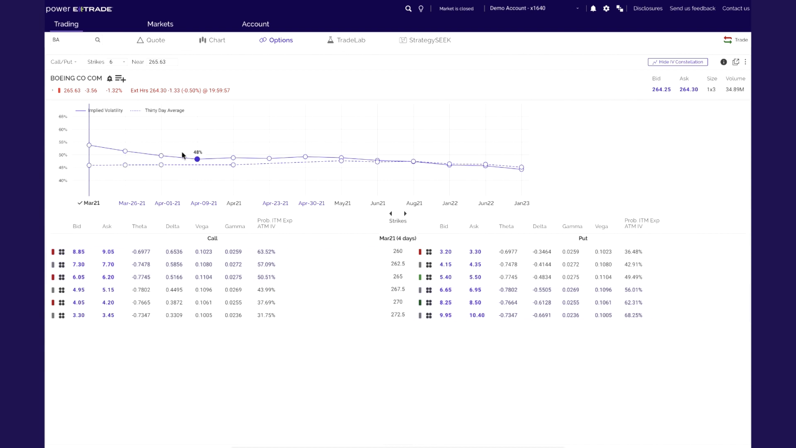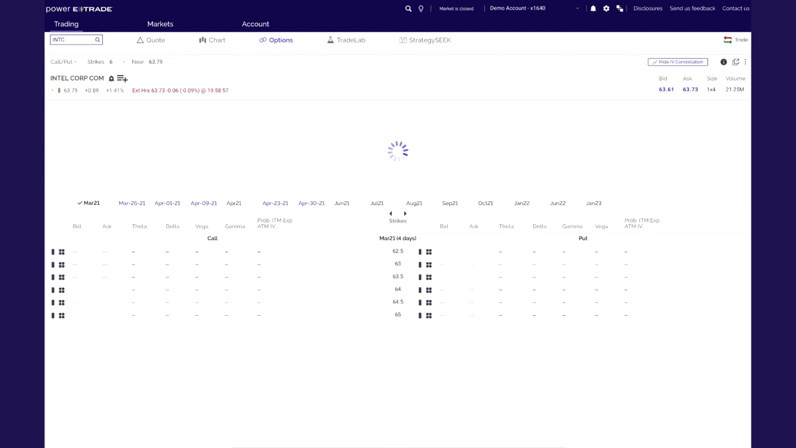And what I can see is a pretty normal curve here, where I've got the nearest term options that have the highest implied volatility, meaning they're the most expensive relative to the 30-day average. And as I go out in time, I begin to see these two converge so that they're almost the same as we get all the way out into August. Let's go ahead and compare and contrast that to something like Intel, symbol INTC.